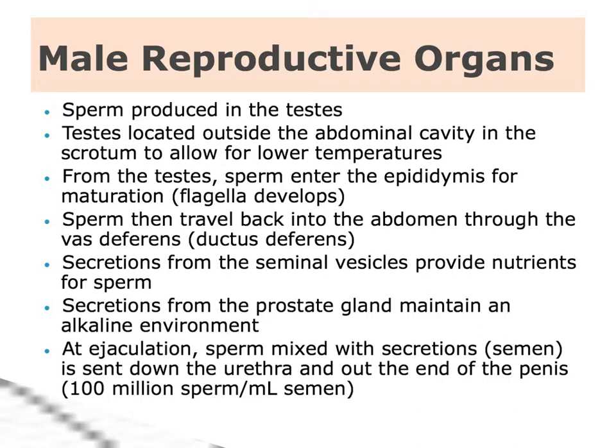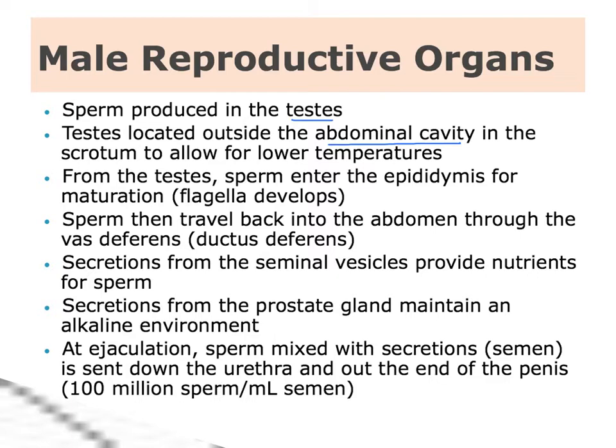So let's start with male reproductive organs. To give again an overview, sperm is produced in the testes. Testes are located outside the abdominal cavity because they need to be slightly cooler than body temperature. In order for the sperm to be alive and strong, they have to be at about 96 degrees, and so the positioning of the testes in mammals in a scrotum outside the body allows for these lower temperatures and keeps the sperm healthy.